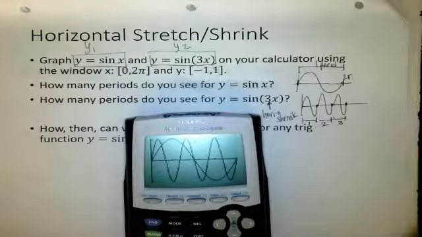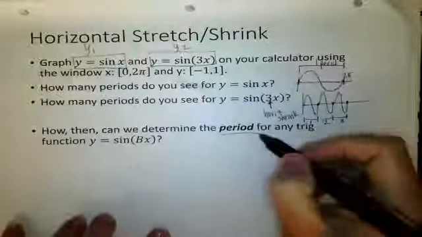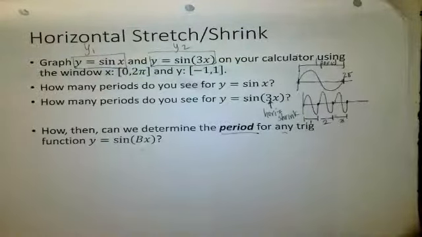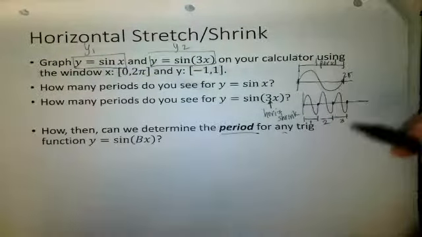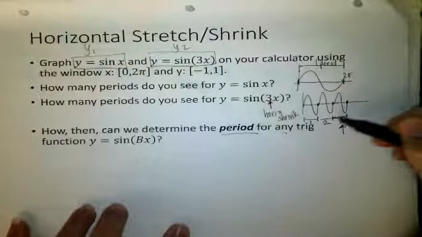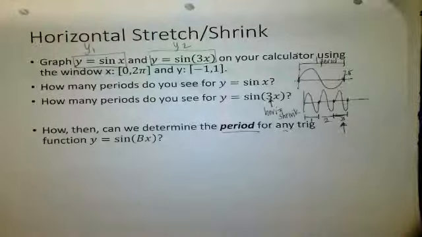Okay. So then the question is, if we see 3 periods here, the first period, the second, and this third period, then I want to know how we can determine the period for any trig function. So how B equals period. That's a B value. So how big, how long is this period? It's not 2 pi. It's what?